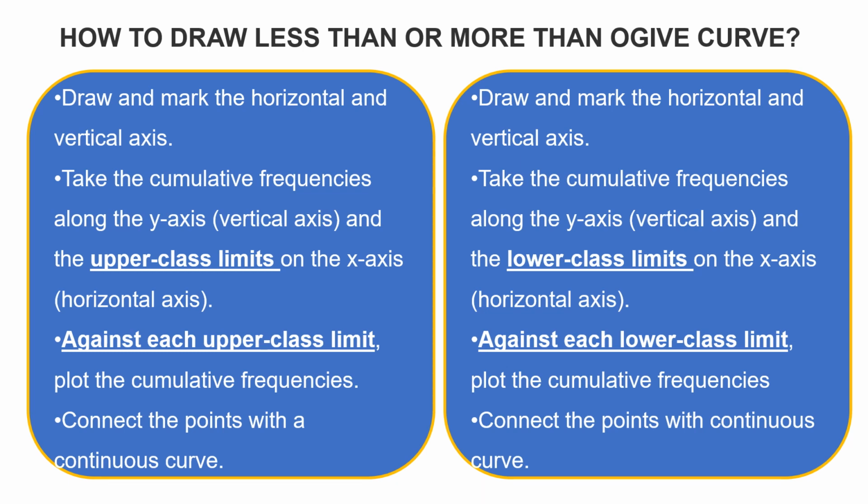Draw and mark the horizontal and vertical axis, as we all know. Take the cumulative frequency along the y-axis. So all the cumulative frequency will be plotted on the y-axis, that is the vertical axis, and upper class limits on the x-axis, that is the horizontal axis. Against each upper class limit, plot the cumulative frequency, and connect the points with a continuous curve.